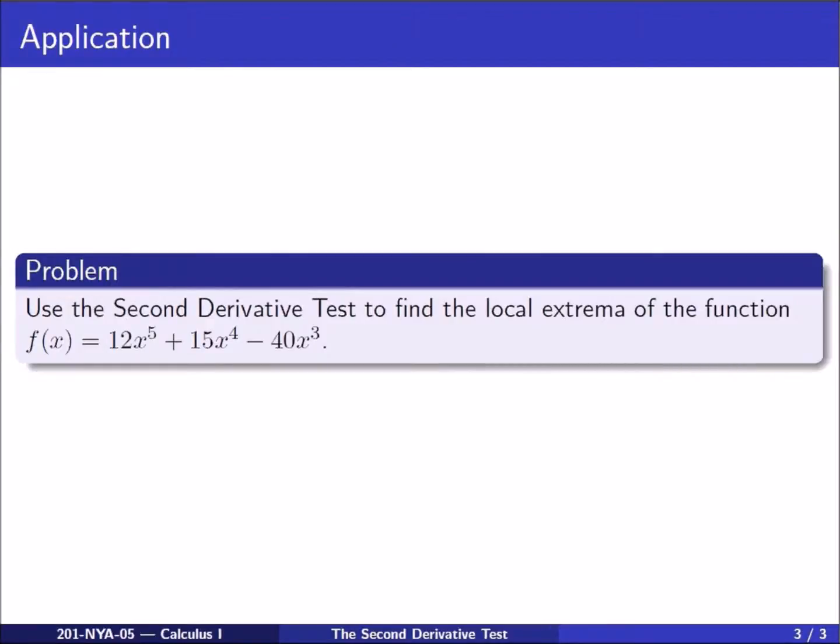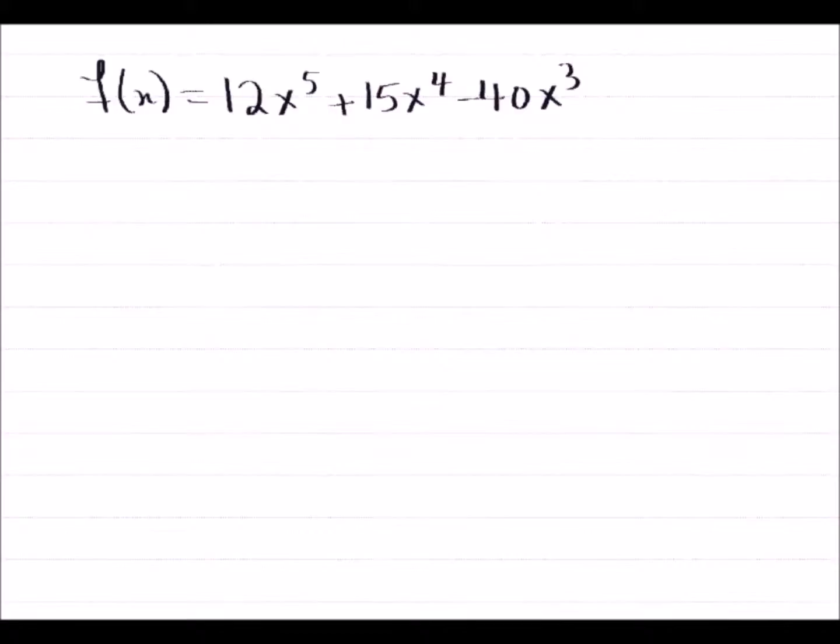Use the second derivative test to find a local extrema of the function f of x, which is 12x^5 plus 15x^4 minus 40x^3. To apply this second derivative test, I will first need to find my critical values. And to do this, I need to find where f prime of x is equal to 0. So let's first start by computing f prime of x.